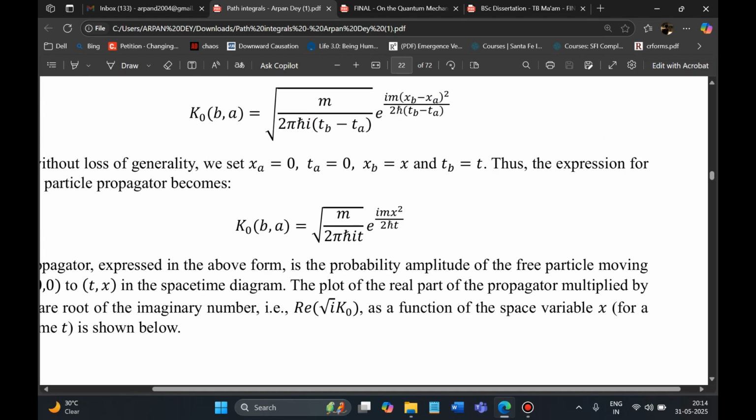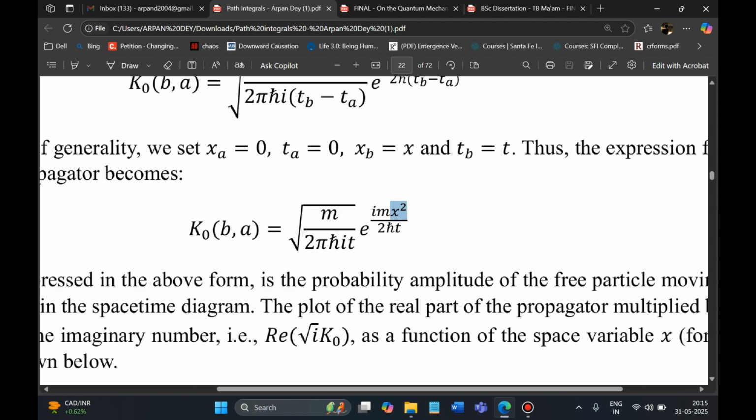And for simplicity, we have this time interval tb minus ta. We have just written t in place of this. We have assumed the initial time to be 0 and the initial position to be 0 as well. So just assume xa to be 0 and ta to be 0. So the initial point is the origin 0 comma 0. Then in place of tb you can just write t, and in place of xb you can just write x.